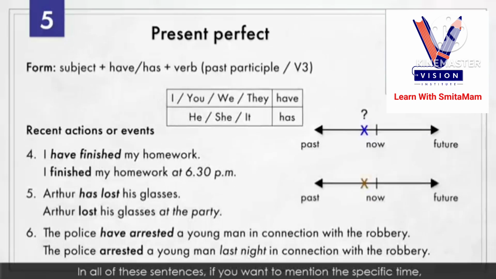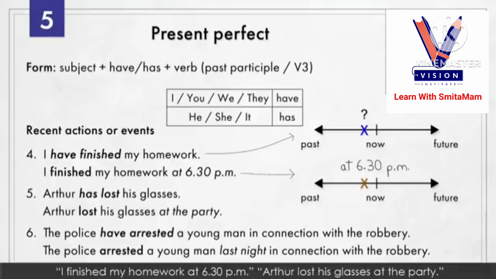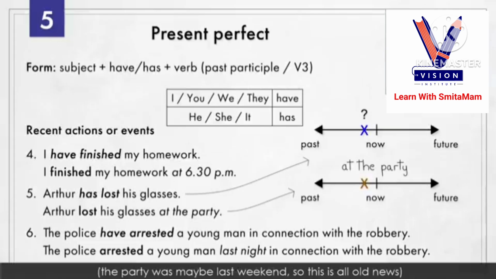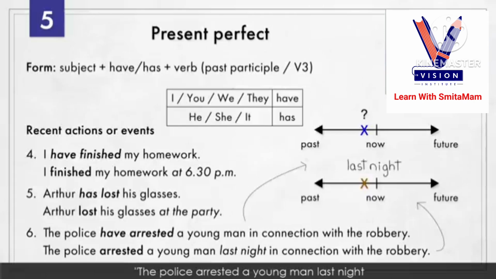In all of these sentences, if you want to mention the specific time, you should use the past simple tense. I finished my homework at 6:30 p.m. Arthur lost his glasses at the party. The party was maybe last weekend, so this is old news. The police arrested a young man last night in connection with the robbery.